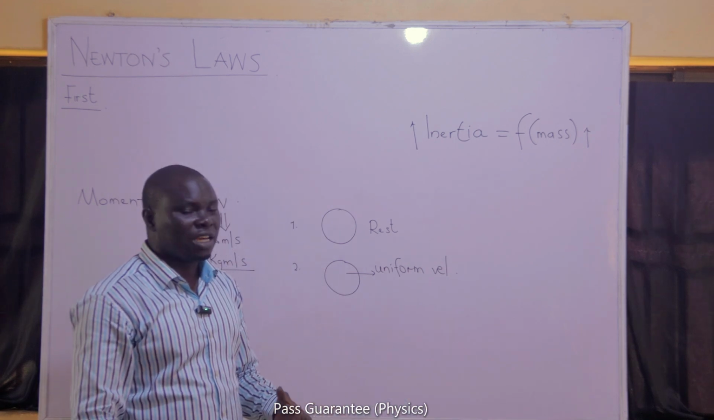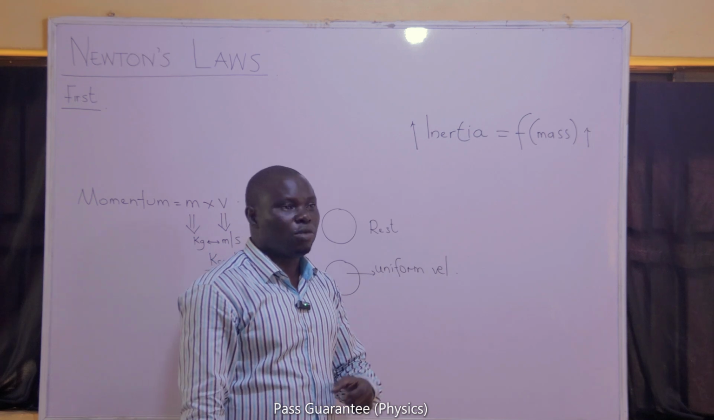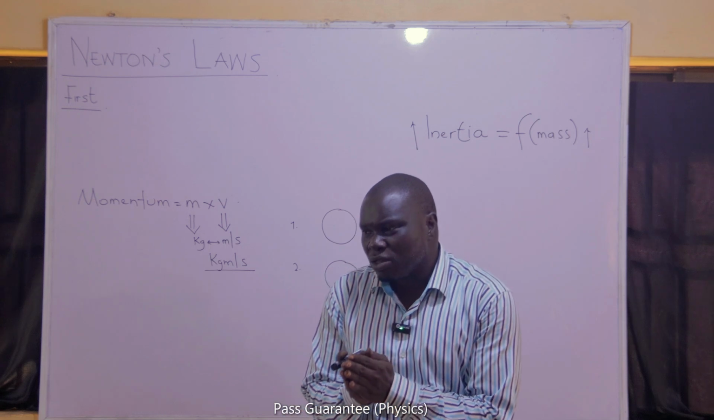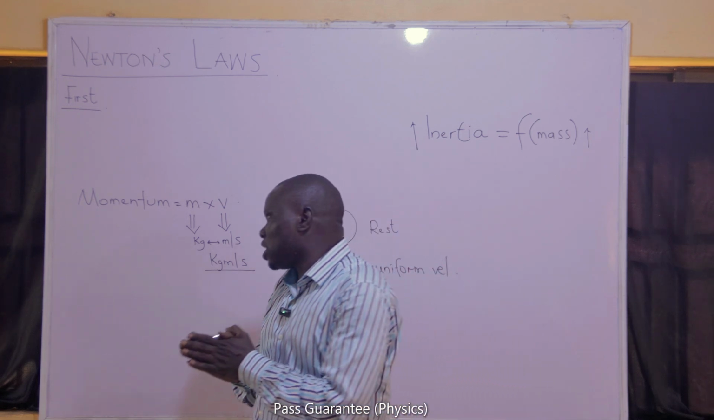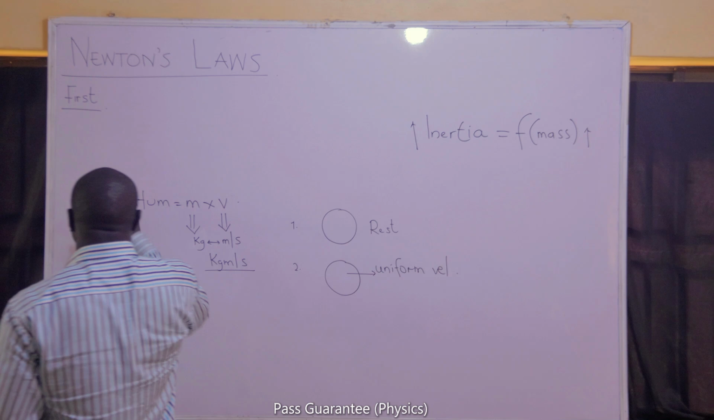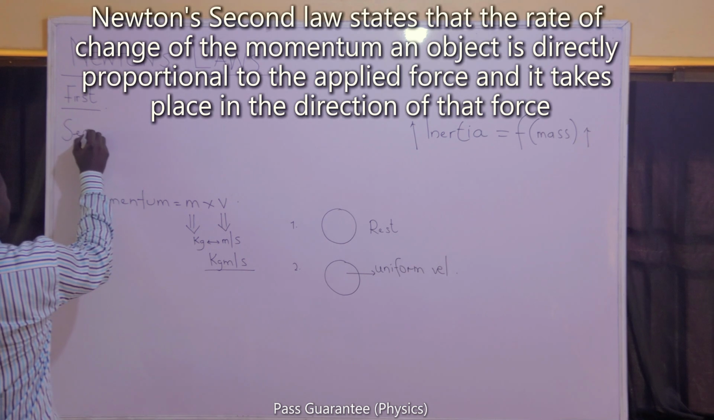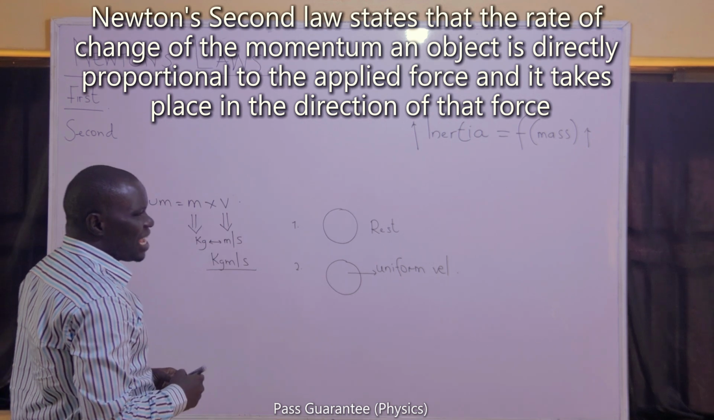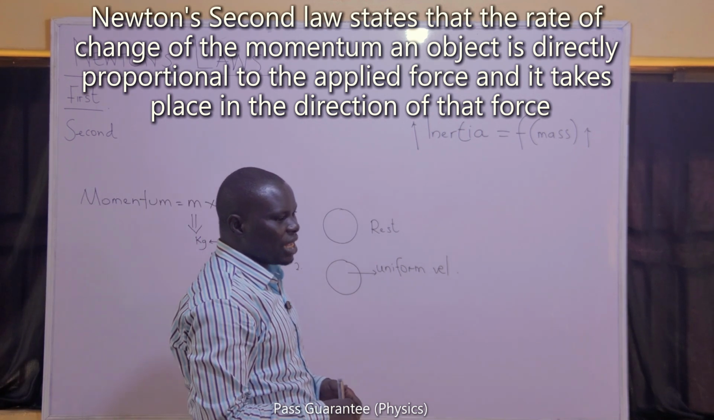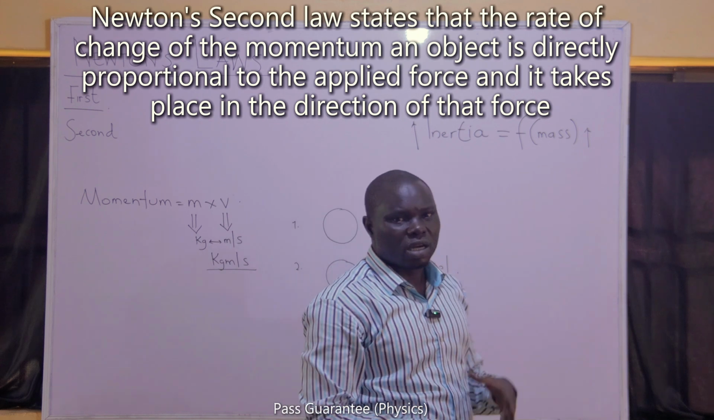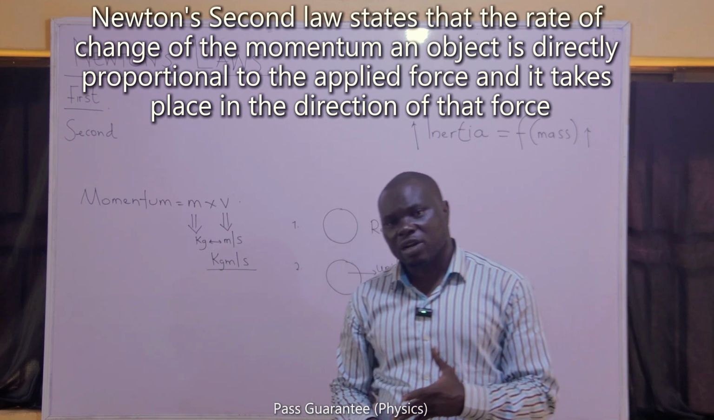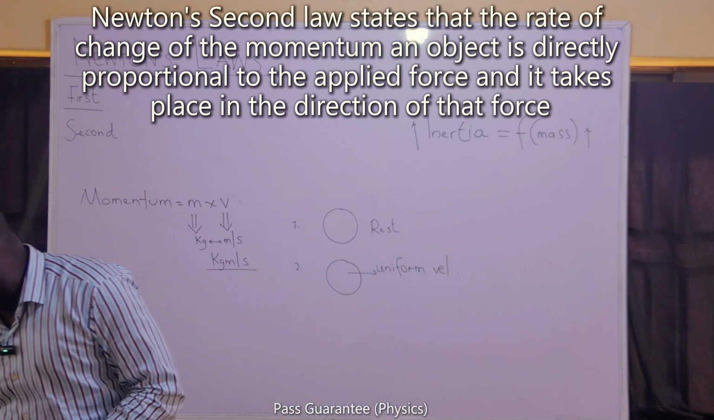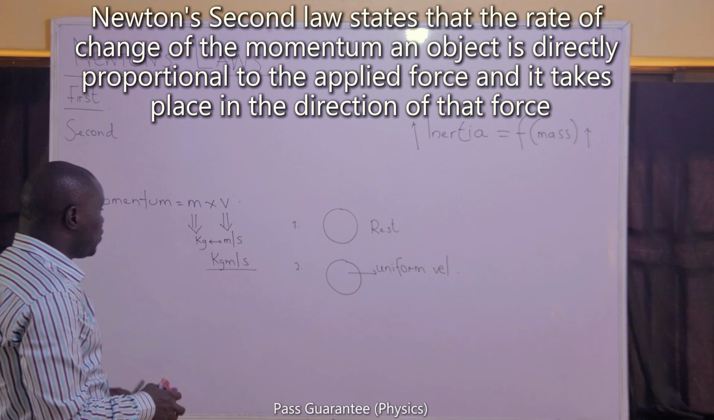That means if you have applied a great force on an object, then the momentum will change by a great amount. If you have applied just a small amount of force on an object, then the momentum will change by a very small amount. That leads us to the second law that we are going to state now. The second law states that the rate of change in the momentum of an object is directly proportional to the applied force, and it takes place in the direction of the force. The rate of change of momentum of an object is directly proportional to the applied force, and it takes place in the direction of that force.